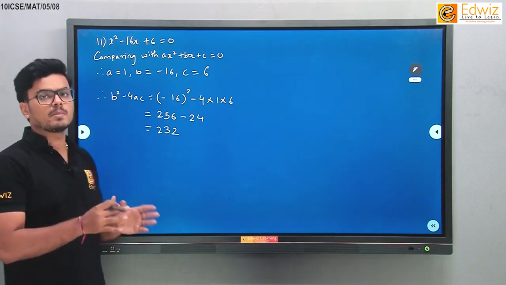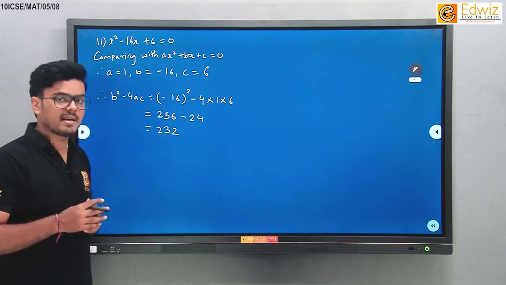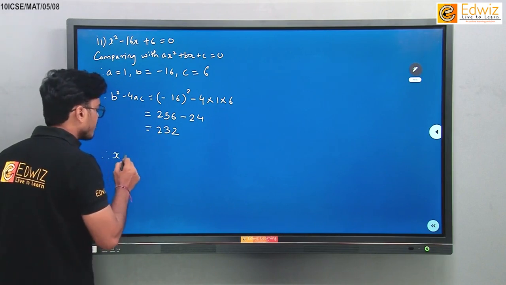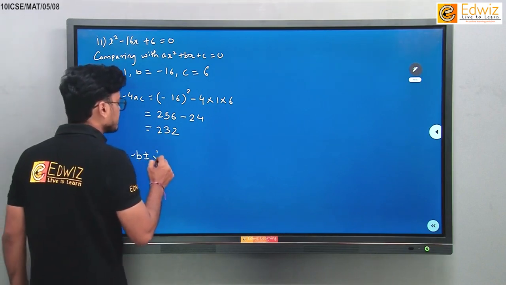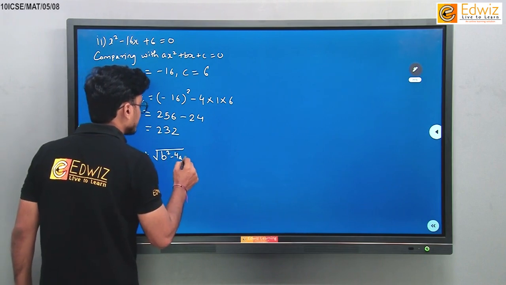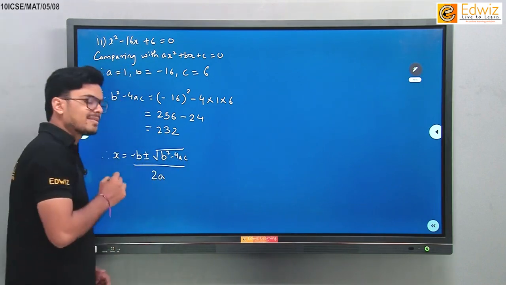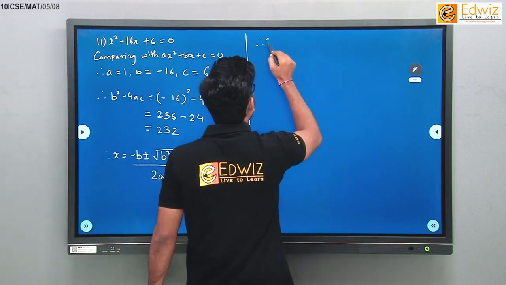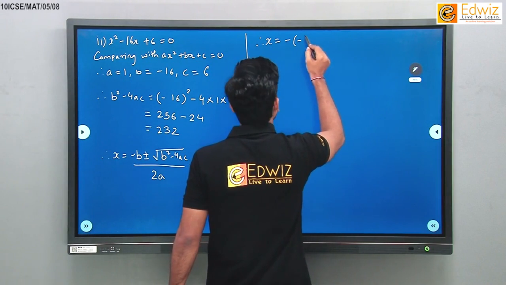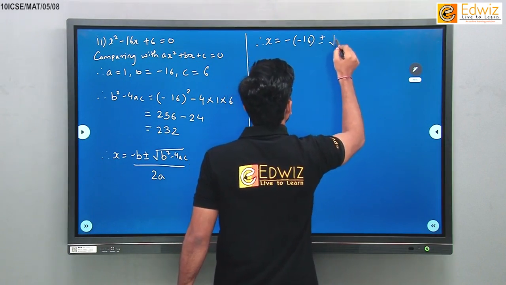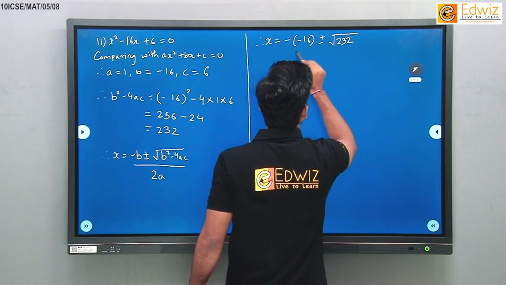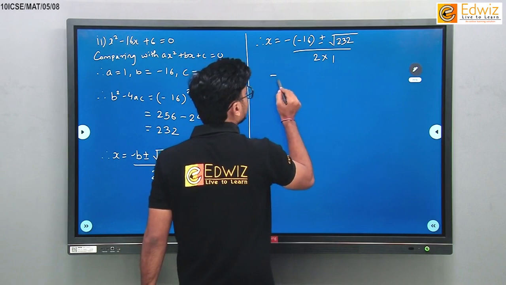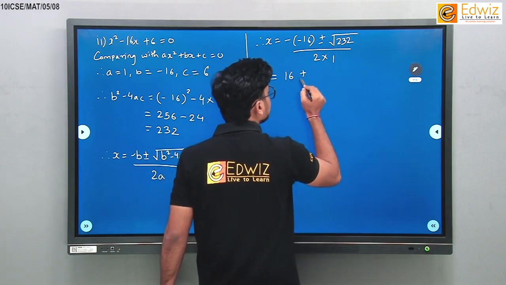Now 232 once again is a number bigger than 100. Its square root will also not be given in the table. We will have to simplify it a little bit. Okay, so before doing that, let us write down the formula for x: minus b plus or minus square root of b square minus 4ac upon 2a. Okay, this is the value of x. Substitute the values of a, b and c. x will be minus of minus 16 plus or minus square root of 232 divided by 2 times 1, the value of a. Okay, so this is equal to positive 16 plus or minus.